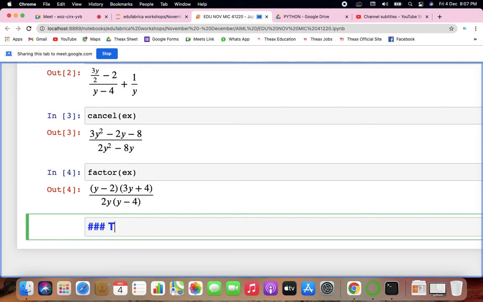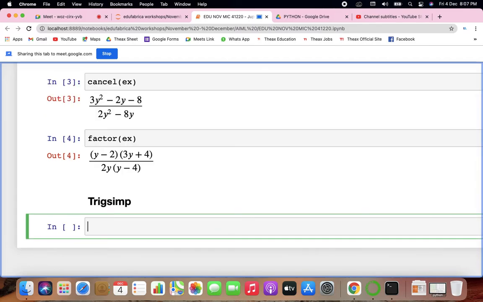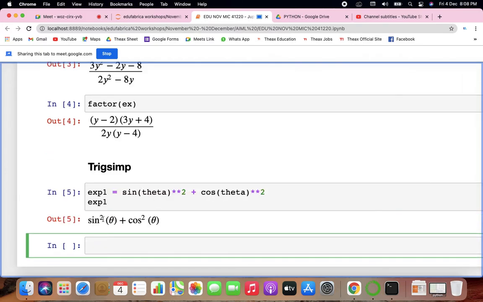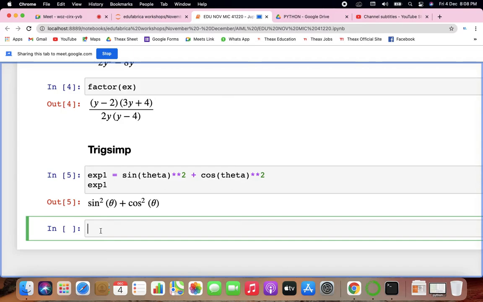So trigonometric simplifications can be done using the trig simplifications, right? Simplifying trigonometric identities. So remember all those things. Okay. So if I say the expression exp1, and if I make it as sine squared theta plus cos squared theta, then exp1 looks like this, right? So what is the value of this? This is the expression. Now we want to find the value.